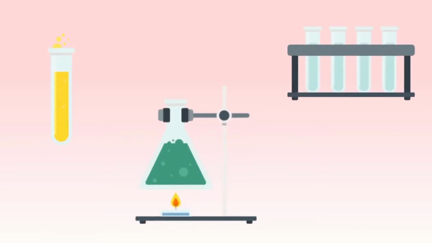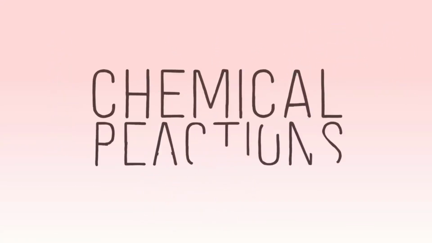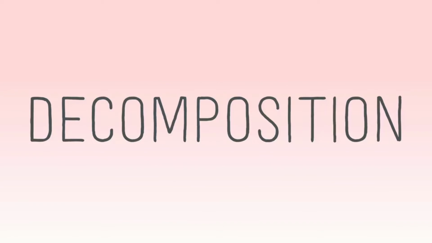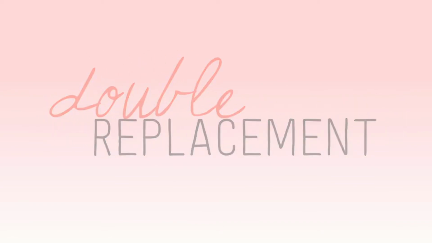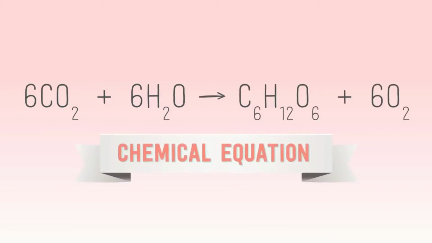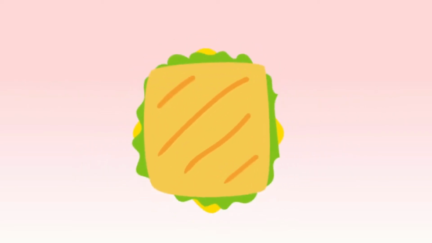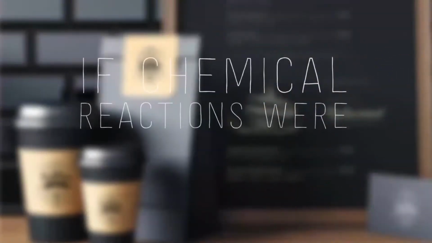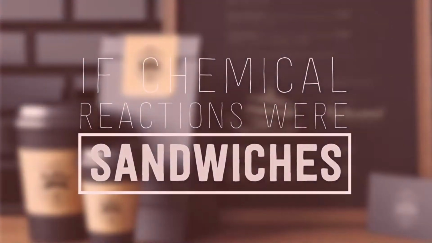In this class, we learn 5 different types of chemical reactions: synthesis, decomposition, combustion, single replacement, and double replacement. We usually use chemical equations to represent these, but you know what's better? Sandwiches. So now I present to you if chemical reactions were sandwiches.